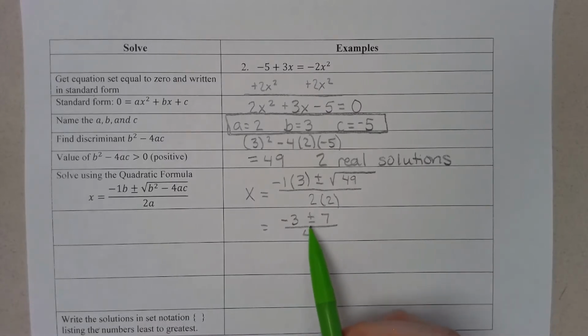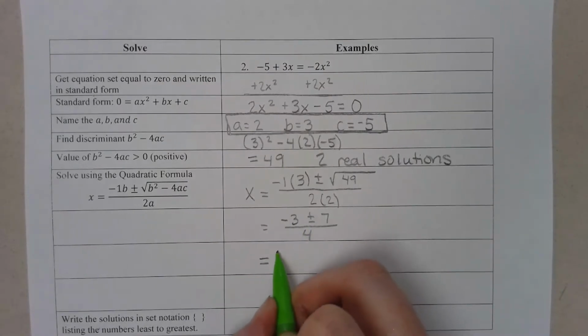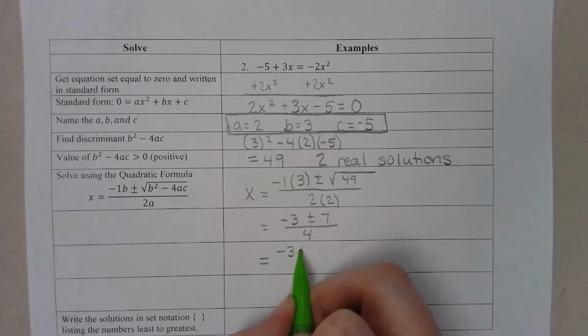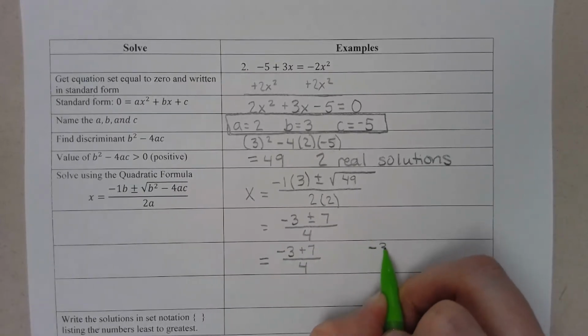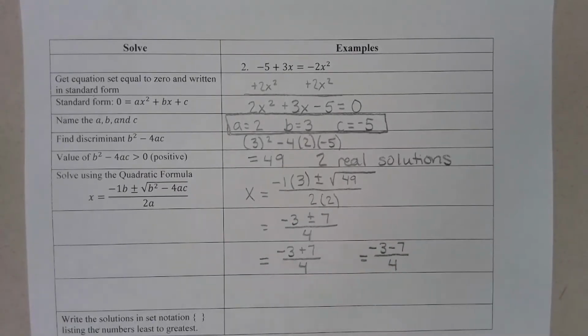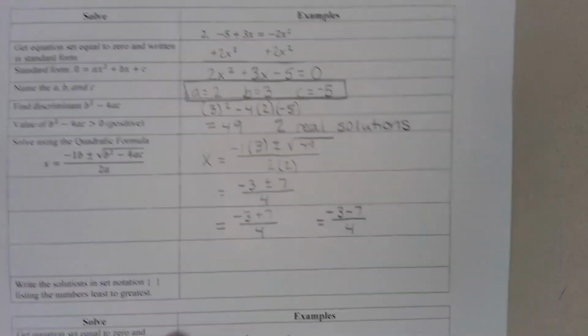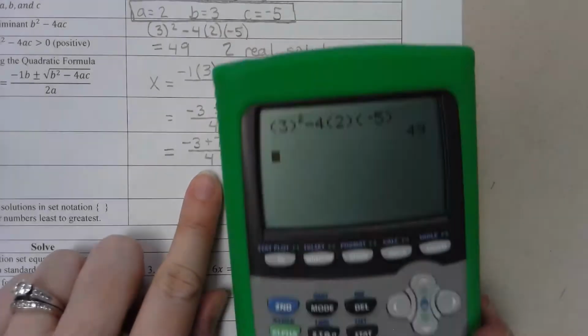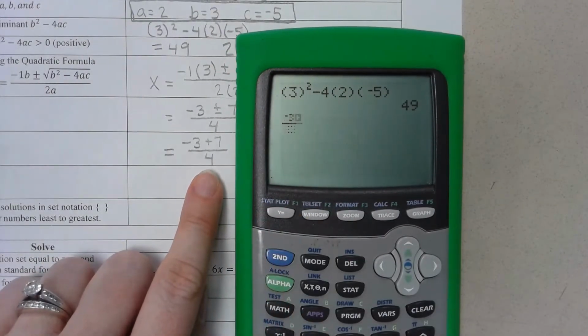Our next step is doing the plus or minus sign, so we're going to separate out and do plus and minus. So negative 3 plus 7, divide that by 4, and negative 3 minus 7, divide by 4. At this point, I do actually recommend using your calculator so that you can set that up in alpha y equals. So alpha y equals, and let the calculator correctly identify that solution.